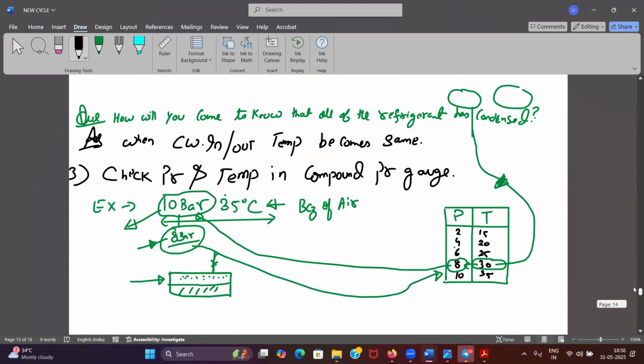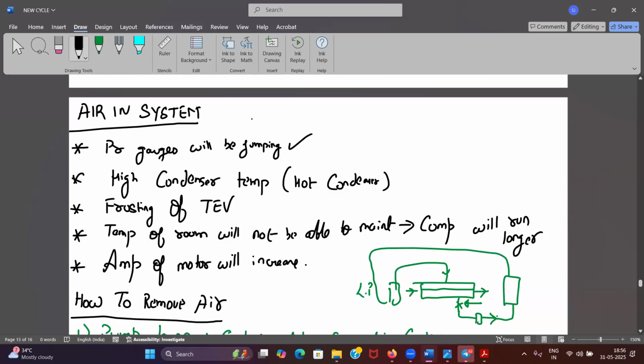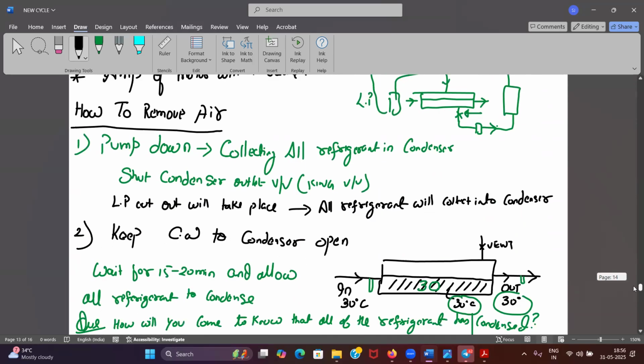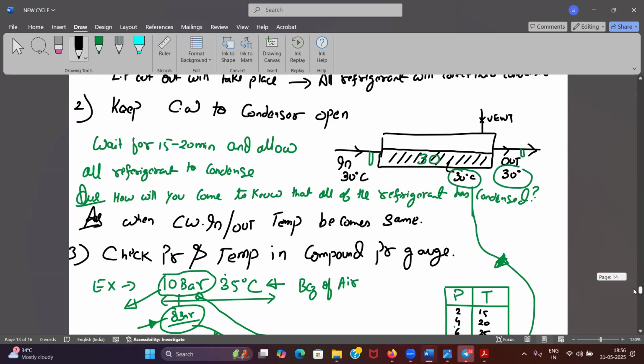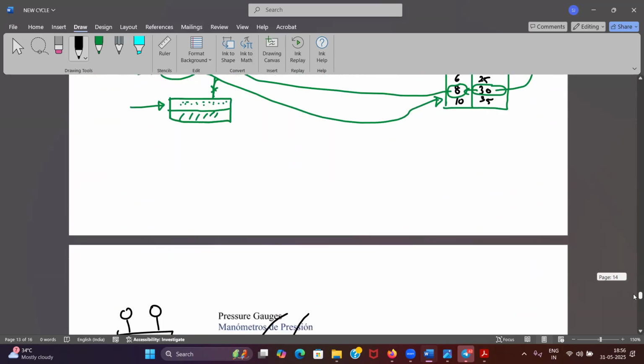What are the symptoms? Now you know. These are the symptoms. Then how to remove it, you know. So this question is understood. Very important question. Okay, so we'll stop here.